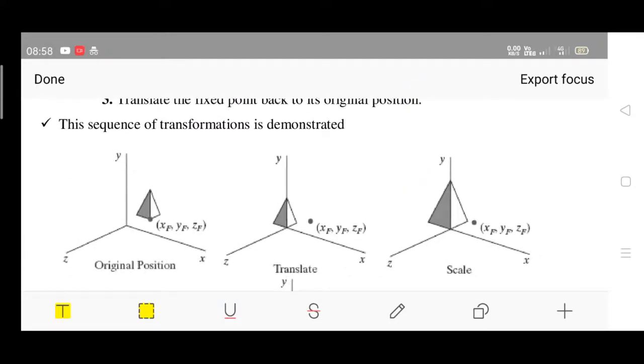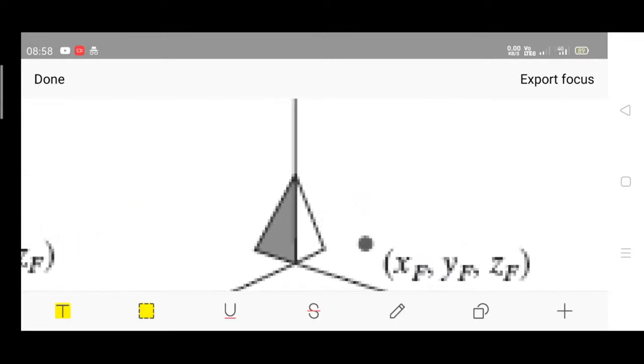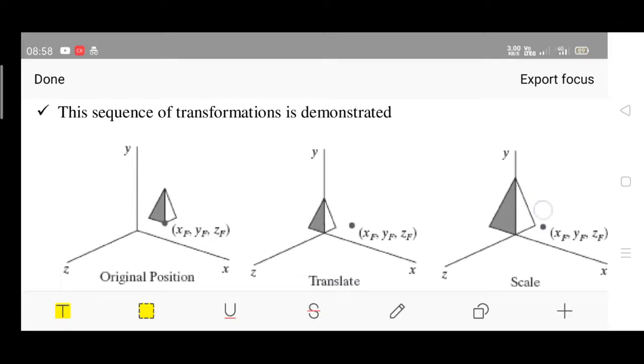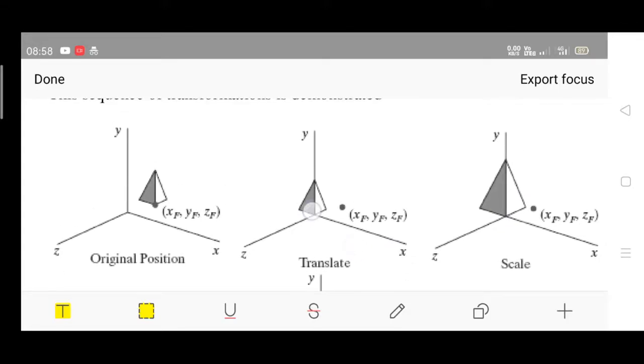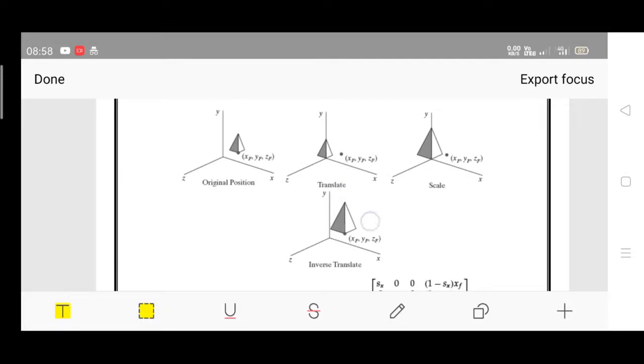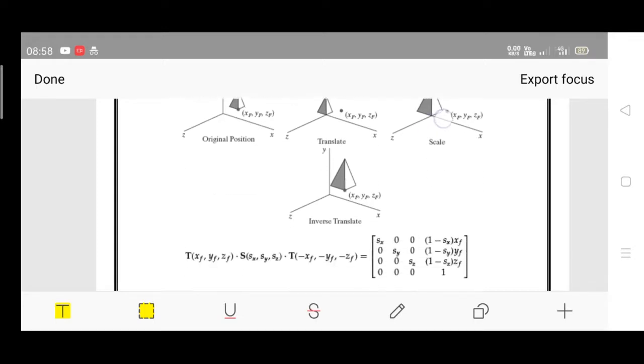See here, which is demonstrated here. This is the original position. Hope it is visible, right? In the first step, the object is brought onto the origin, then scaling is done. In step number 2, the model is resized, the size is increased here, as you can see. Then go back to the initial position, this particular point; you have to place the model there, as you can check. So the sequence of operations is translation, scaling and inverse translation.